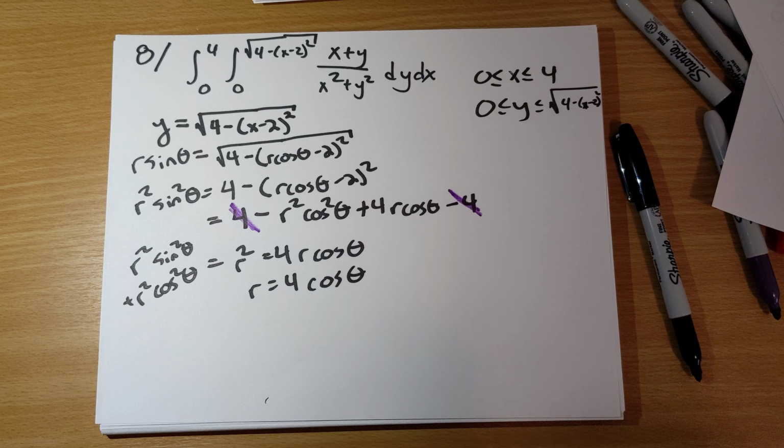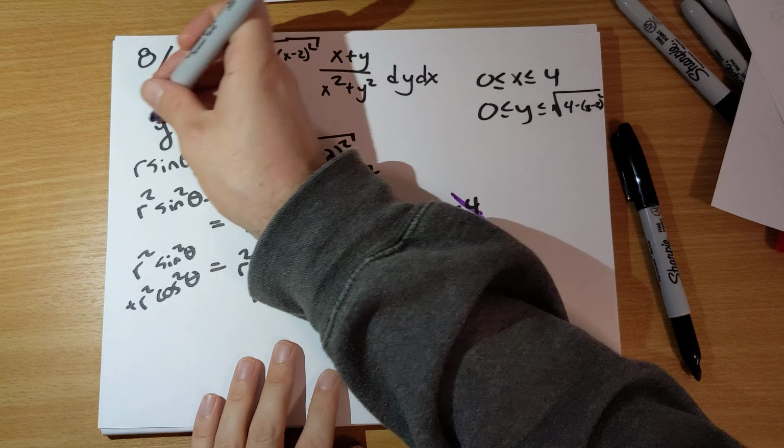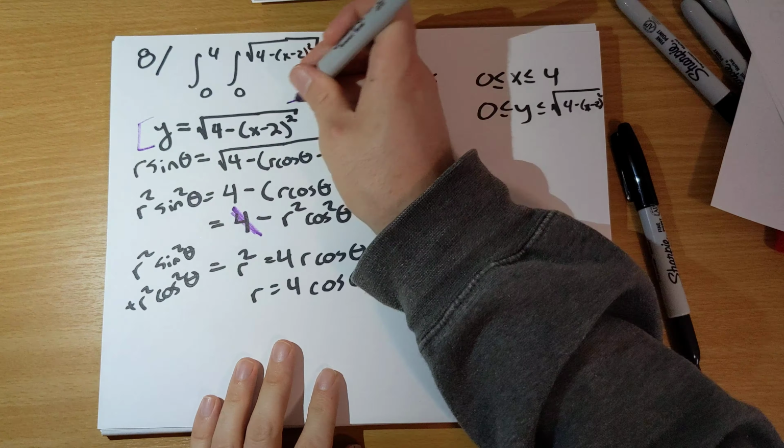Okay, that is partway done. What does this look like graphically? If you know what r equals 4 cosine theta looks like off the top of your head, that's great. I'm going to do it from scratch, going back here. Squaring both sides without converting to r and theta, y squared is equal to 4 minus (x minus 2) quantity squared. Moving the (x minus 2) quantity squared to the left gives us (x minus 2) squared plus y squared is equal to 4. We should recognize what this is. This is a circle of radius 2, centered at the point x is 2, y is 0.